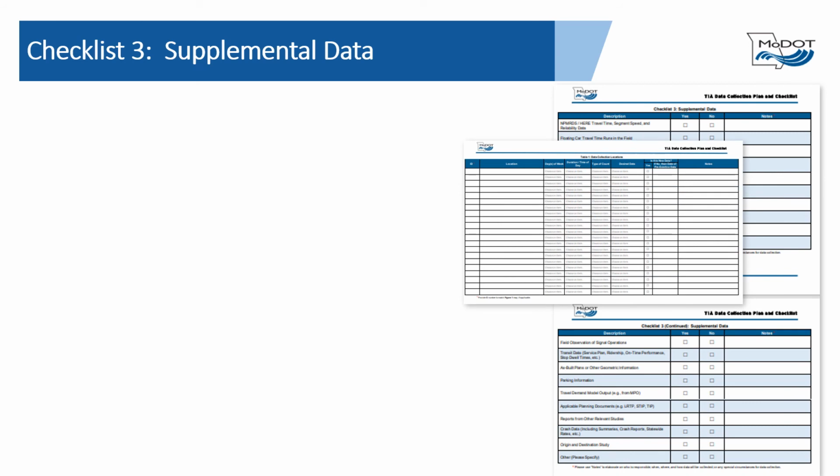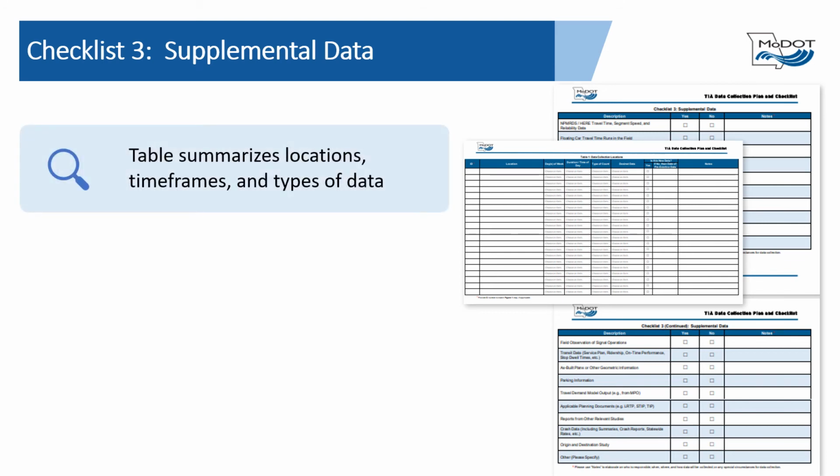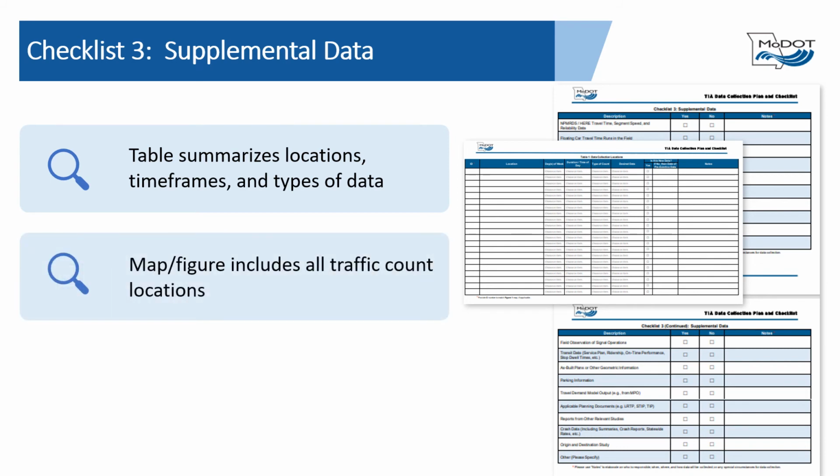A data collection summary table and accompanying figure showing all traffic count locations should be included with the data collection plan and checklist. The table should summarize the locations, timeframes, and types of all data to be collected. The map should include all traffic count locations with clear symbology to distinguish the types of counts on the map. Road segment conditions included but not limited to queue measurements or estimates and signal phasing and timing plans.